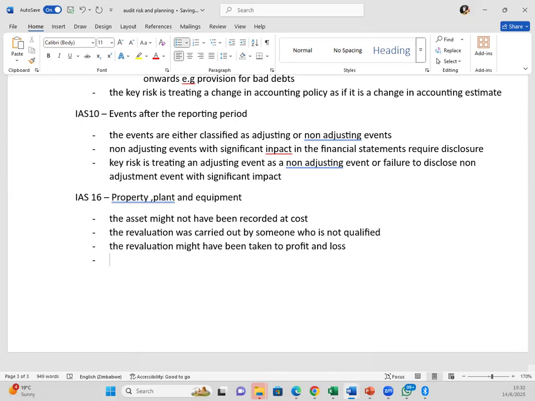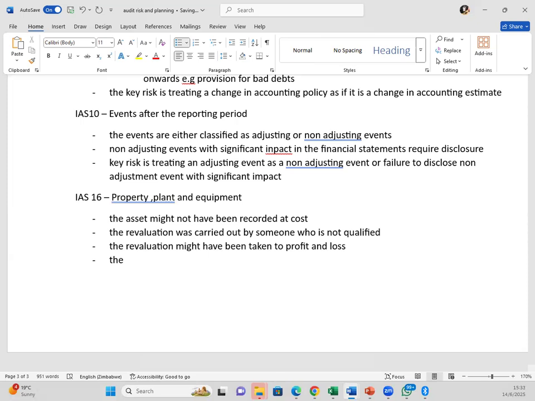Also, if the asset has been acquired, but this one is too basic, unless there's an indicator, this one is not a wise move. There's a risk also that the depreciation might not have been calculated. If they say that the asset was bought but it was not being used, then there's a risk that they might not have depreciated the asset.